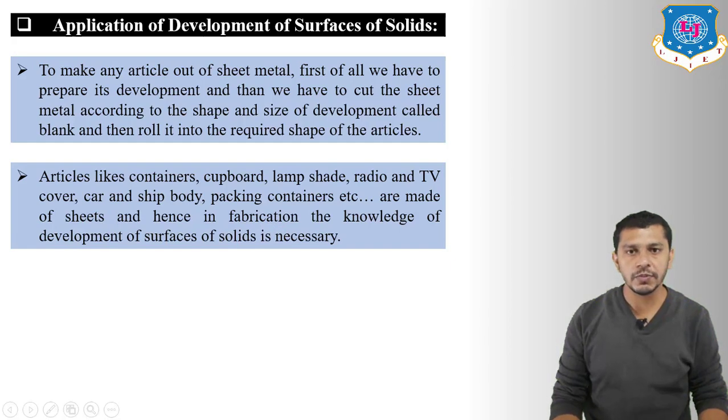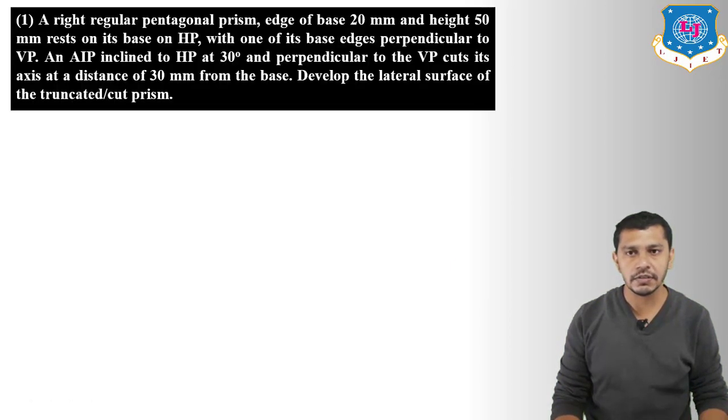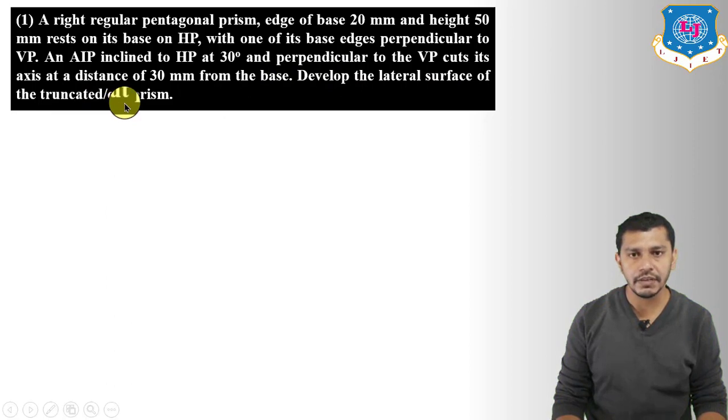Now let us see the problems of development of surfaces. So the first problem is a right regular pentagonal prism, edge of base 20 mm and height 50 mm, rests on its base on HP with one of its base edges perpendicular to VP, and AIP inclined to HP at 30 degree and perpendicular to VP cuts its axis at a distance of 30 mm from the base. Develop the lateral surface of the truncated cut prism.